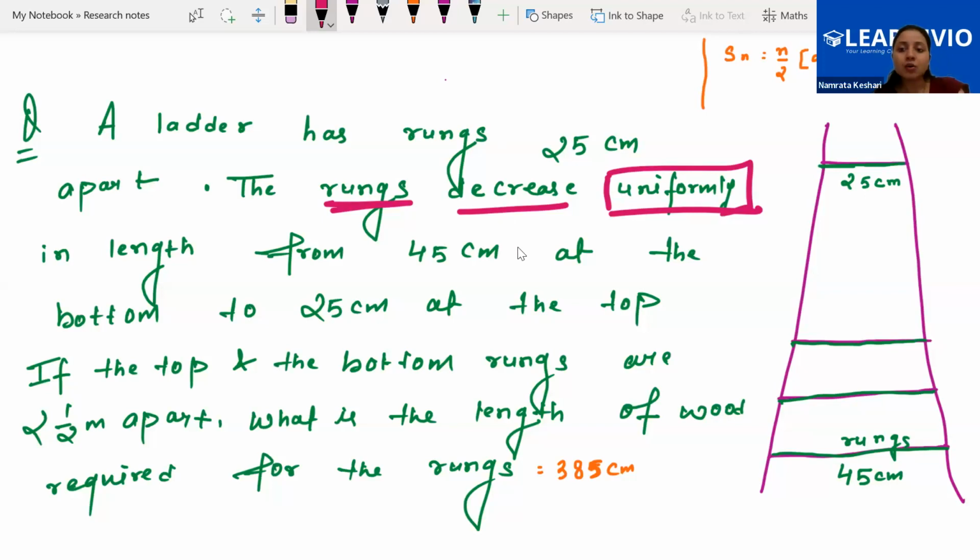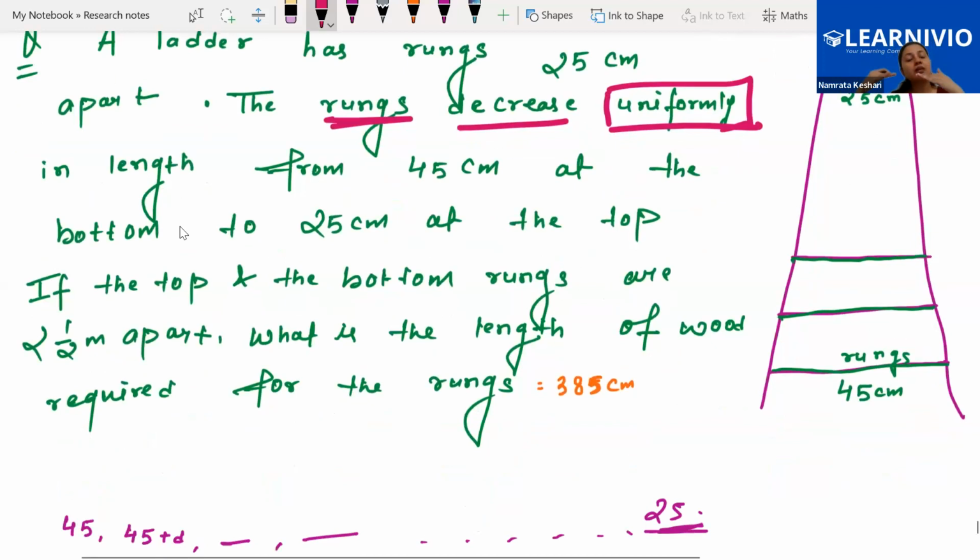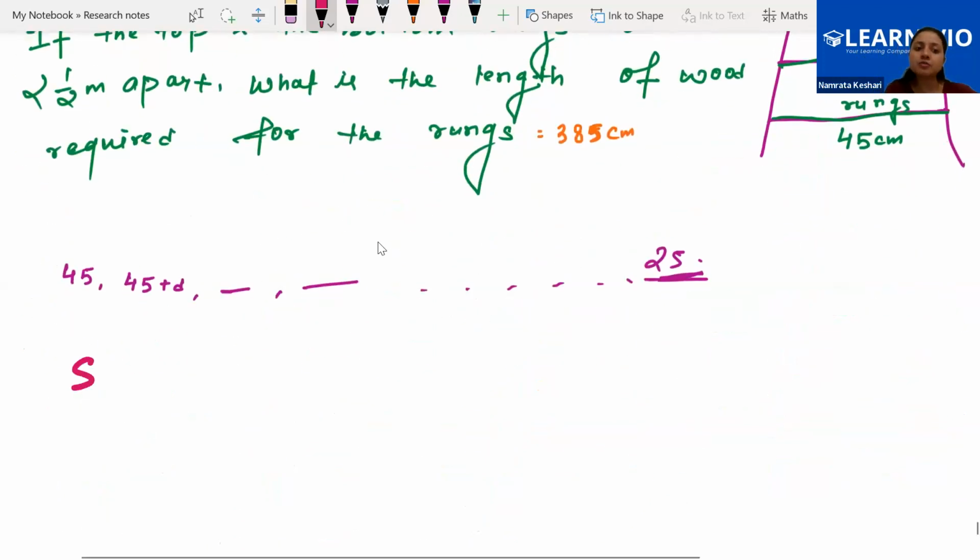Now, that means the rungs are decreasing in the same manner by a certain number, by 2 centimeter, again by 2 centimeter, or maybe by 4 centimeter, by 4 centimeter. Like that, it is decreasing in a uniform manner, from 45 to 25. So we understand the sum of n terms formula. Now we have seen there are two formulas, and we can write it.